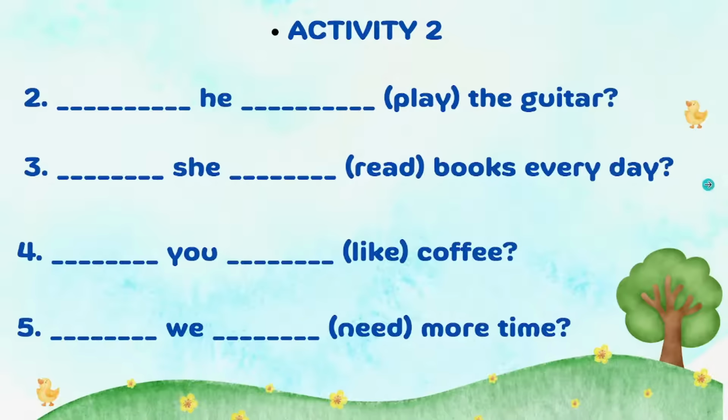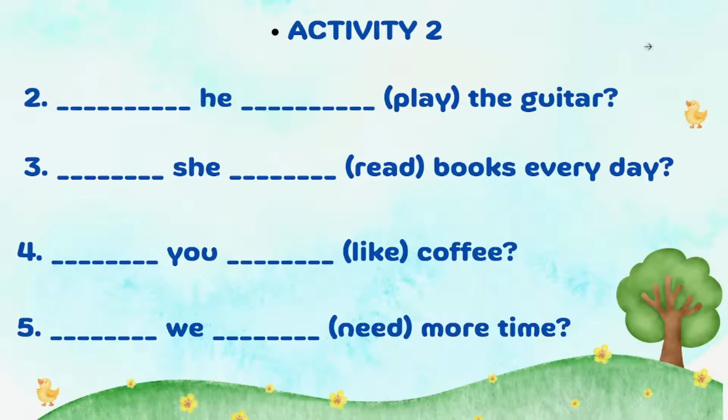Alright, next. Again, here, it's so easy. Okay, so what's the correct answer here? Okay, 5, 4, 3, 2, 1. It's going to be does, of course, because of this pronoun he. So, does he play the guitar?